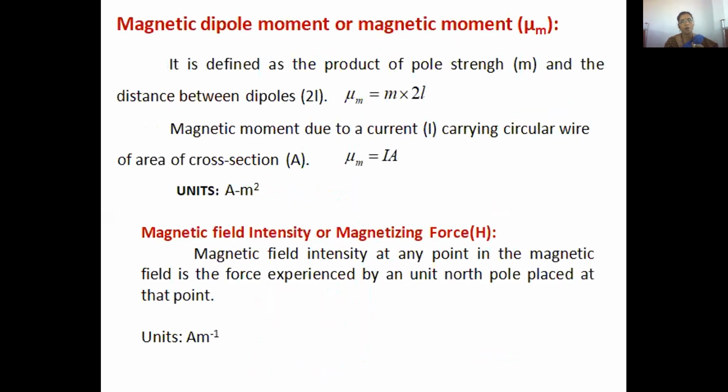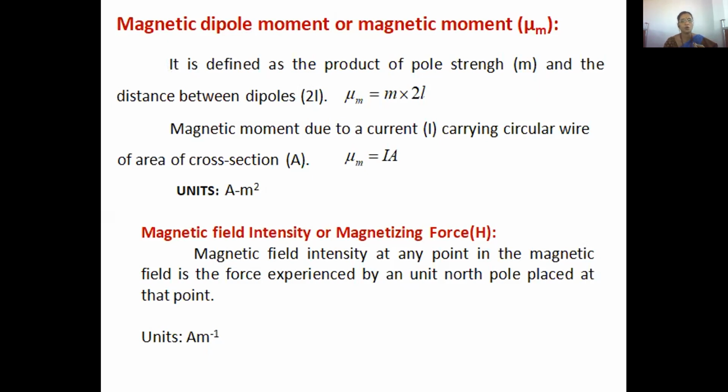Magnetic dipole moment or magnetic moment. It is defined as the product of pole strength and the distance between the dipoles. The distance between the dipoles we represent with 2L, and magnetic moment mu m equals m into 2L. And as we know, any current carrying wire produces a magnetic field surrounding it. So in such cases, the magnetic moment due to a current carrying circular wire of cross-sectional area A is mu m equals I into A, and the unit for magnetic dipole moment is ampere meter square.